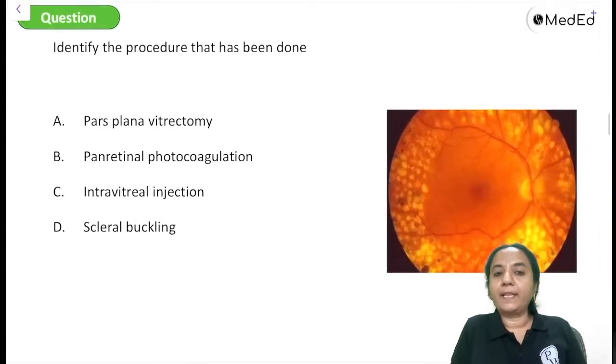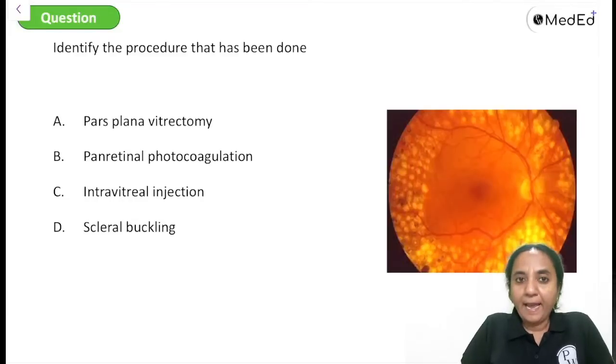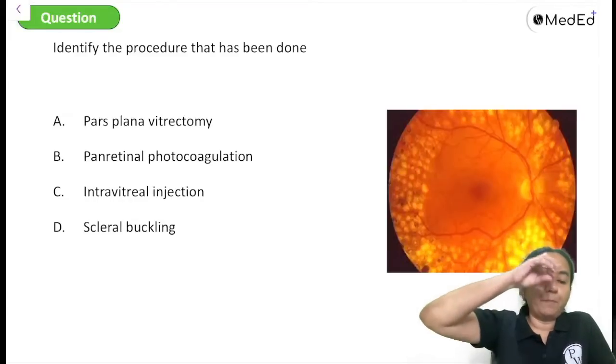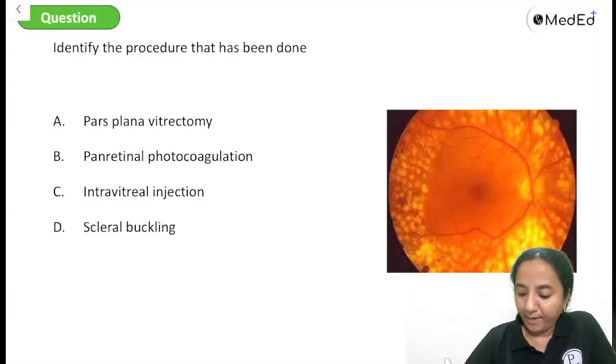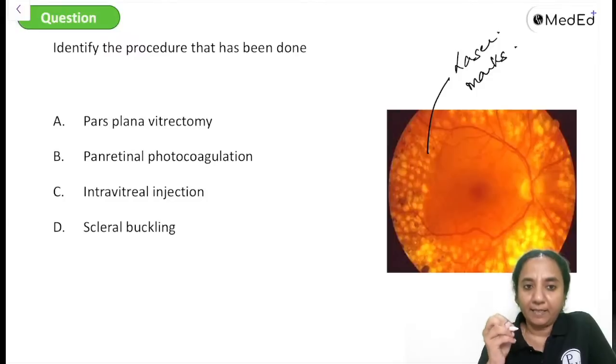Identify the procedure that has been done here. So you can see a picture of the retina. And what do you see here? You see multiple yellow dots. So what are these yellow dots? These yellow dots, these are our laser marks. So you can see that laser has been done 360 degrees.